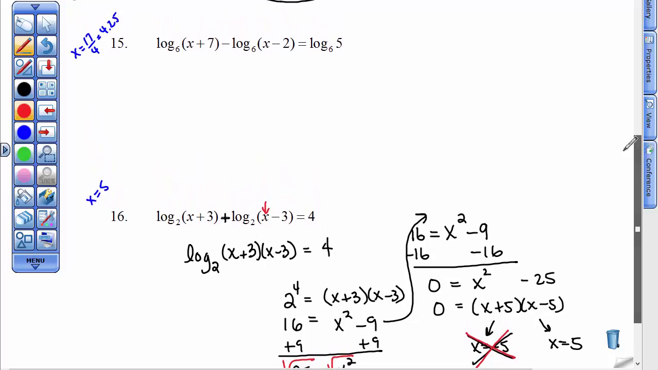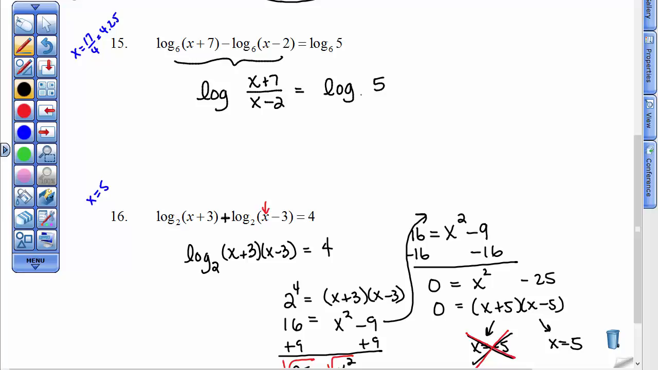Let's go back to this one. So the thing that's unusual about this one is that the right side doesn't have just a number, like a 4. It has the log of 5, where the base is 6. And both of these bases are the same. See the minus sign? Let's put these together as one logarithm, and let's make it a quotient. So x plus 7 over x minus 2.